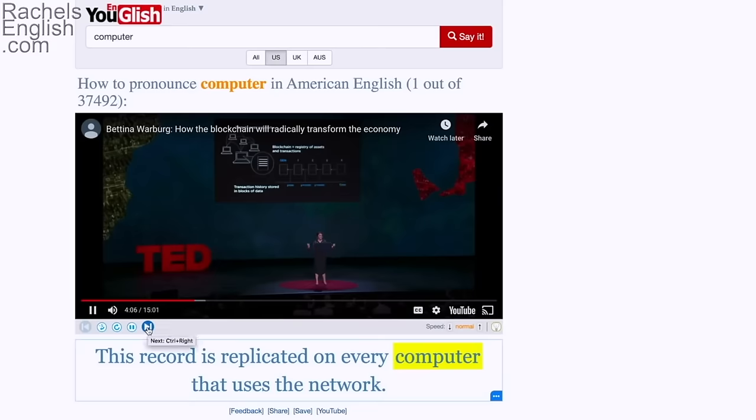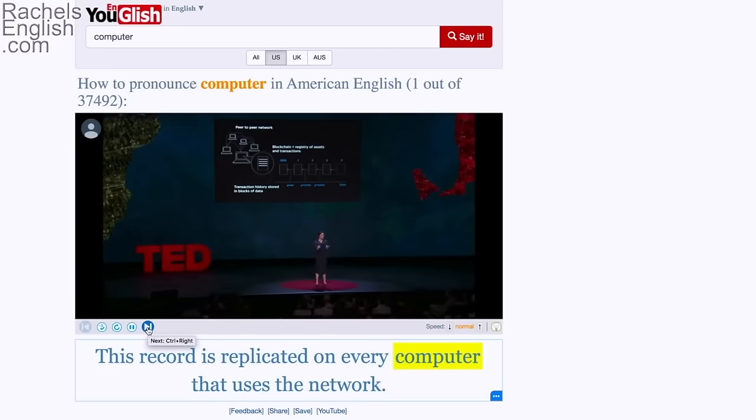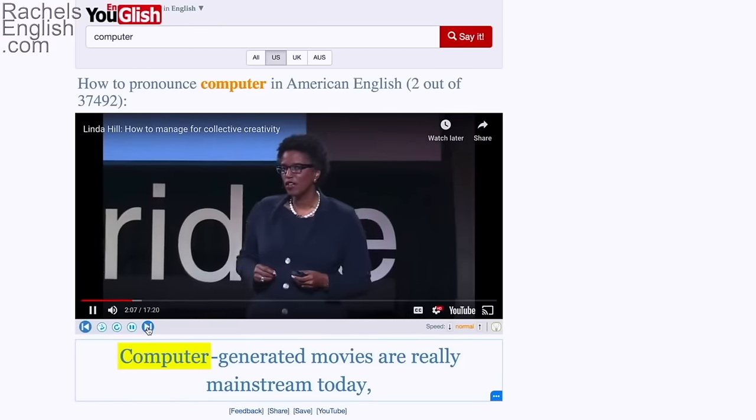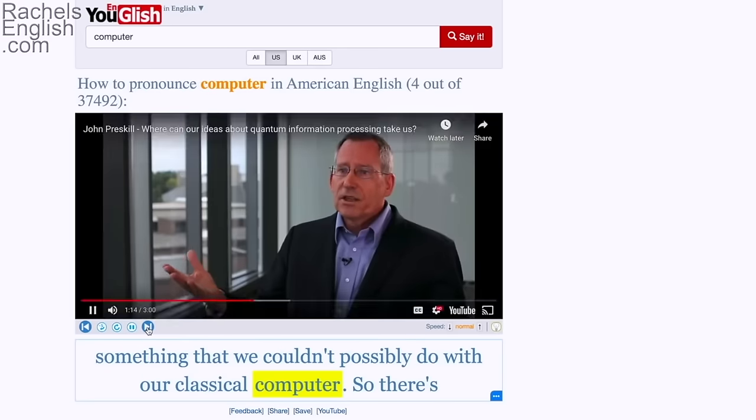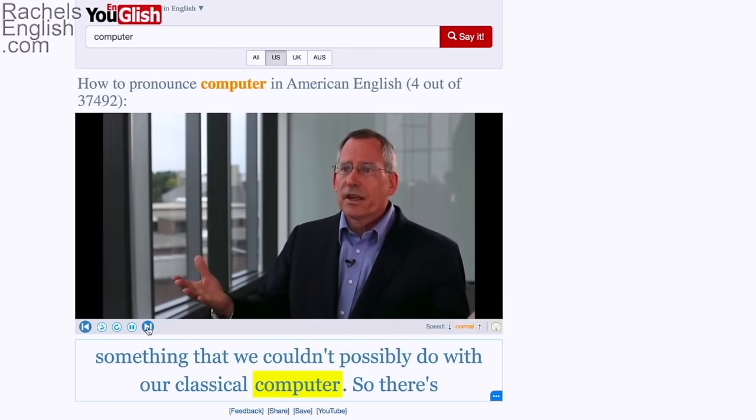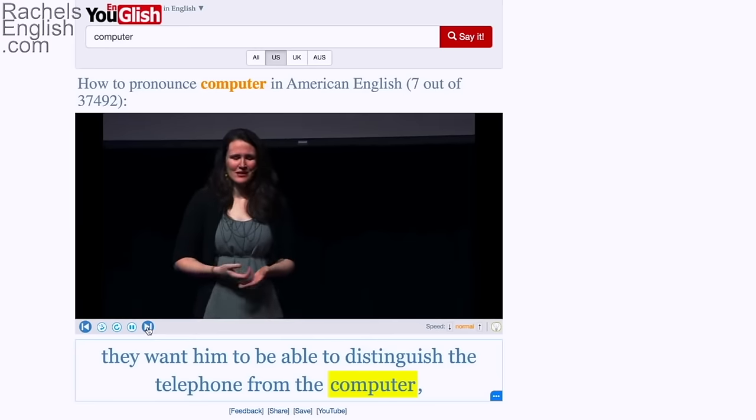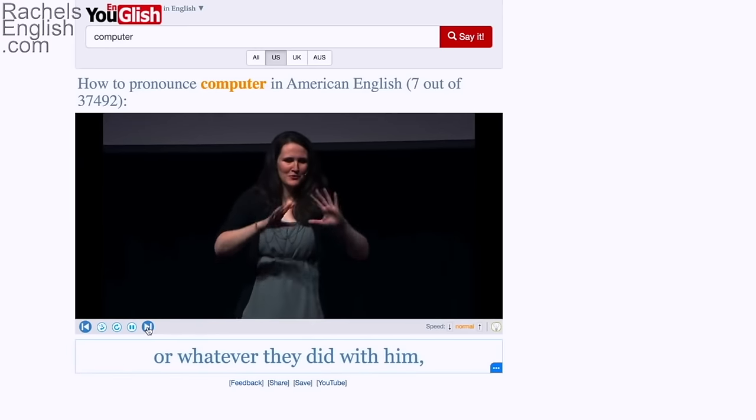This record is replicated on every computer that uses the network. Computer-generated movies are really mainstream today. Something that we couldn't possibly do with our classical computers. They want him to be able to distinguish, you know, the telephone from the computer, or whatever they did with him.